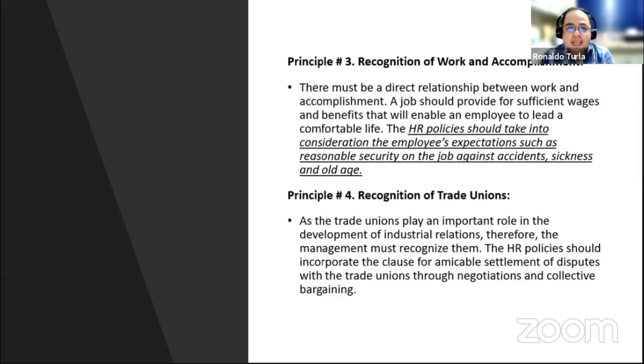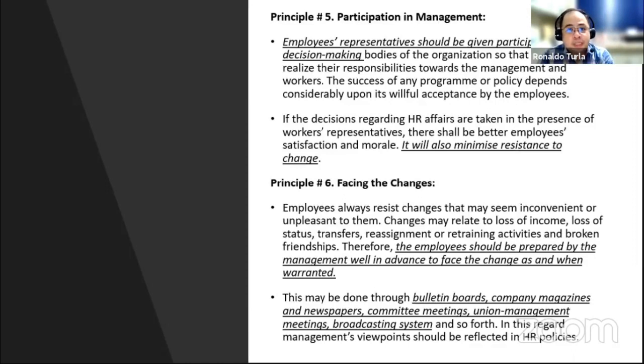Ayan. Okay. Last two principles, no? Principle number 5 is participation in management. So, yung employees representative should be given participation in decision-making bodies. So, it's important that any policy or program, no, kailangan merong willful acceptance by the employee. No, ibig sabihin parang dapat meron siyang pagtanggap, no? Because again, it's part of the employment relationship, no?